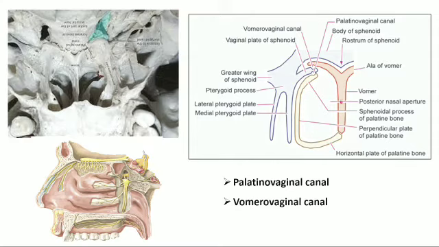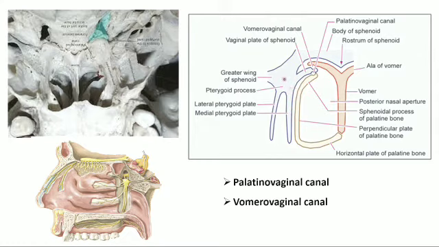So I will repeat, this is the vomer, and if you trace it upwards, it will continue as the ala of the vomer. And again, this is the horizontal plate of palatine bone. It will turn upwards, and that will form the perpendicular plate, and again that will continue as the sphenoidal process. But remember, this perpendicular plate of palatine bone and the medial pterygoid process will be fused. So these two are existing together.